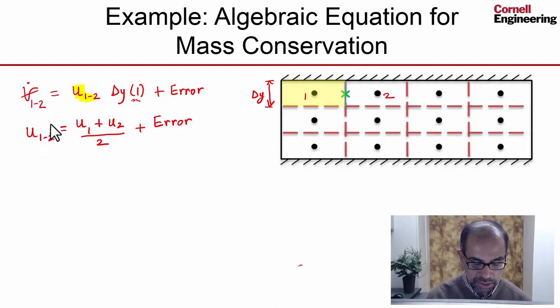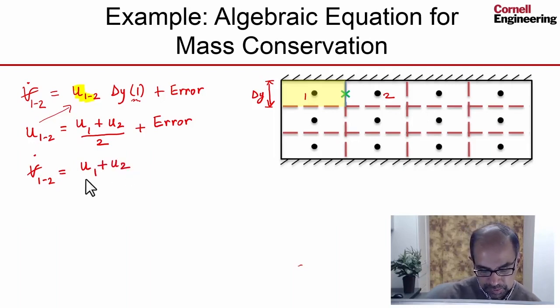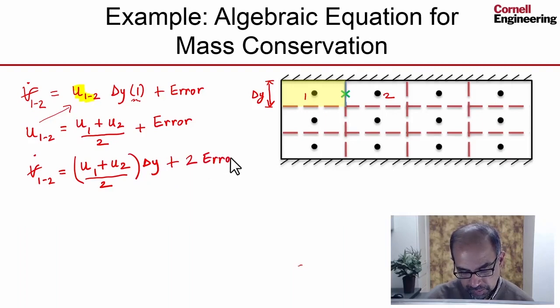Now I can use this term and put it back in here, and the volume flow rate through that face becomes (u1 plus u2) divided by 2 times delta y, and I won't write that 1 over there. And there are two errors involved in that approximation, as we just talked about.